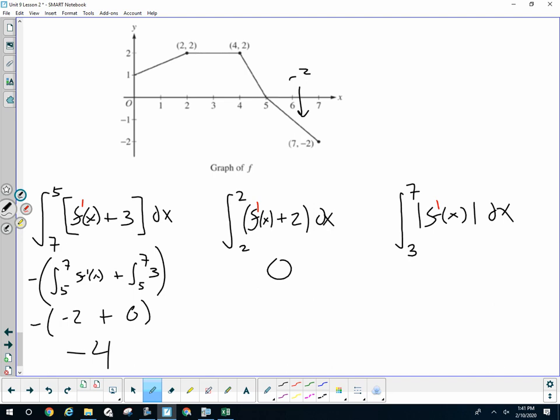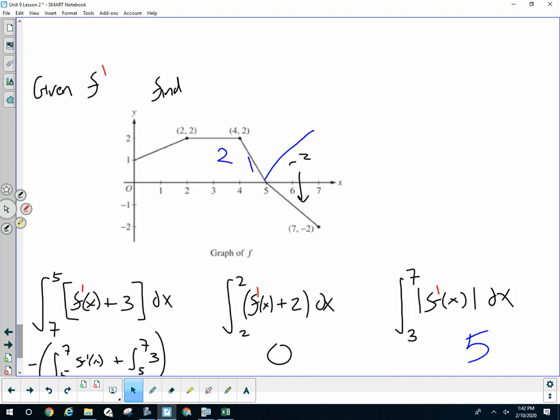Heights times width. Here, if you have an absolute value, just know that all the values of the areas that were negative, the displacements that are negative, will become positive. We've dealt with this before when we did displacements, and this was a velocity graph. So 3 to 7 would be 2. This is 1, and this would be positive 2. So this is 5. But now, one extra question, which is another review question.